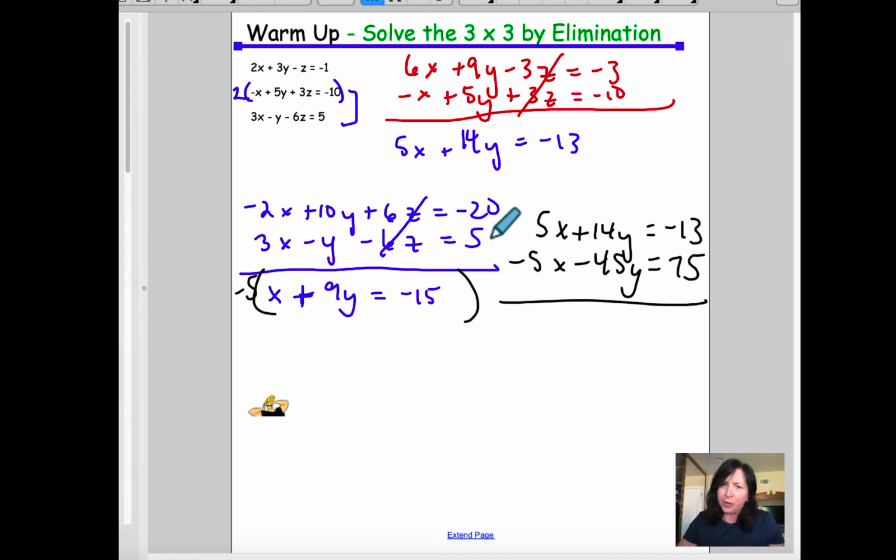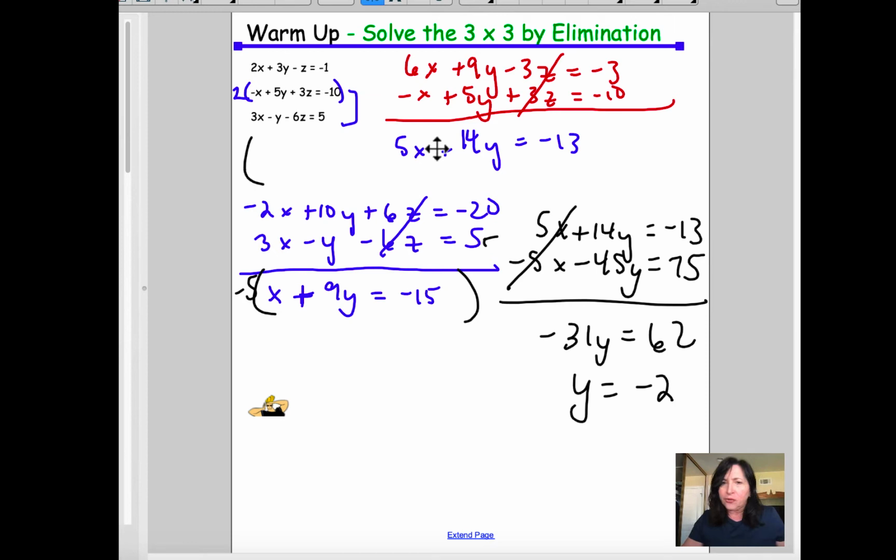I'm going to add those two equations up. These are going to cancel. X's are going to cancel. And what do I have? I'm going to use my calculator. Is negative 45 plus what? 14. How many is that? 31. So negative 31y is equal to 75 minus 13 is 62 positive. So dividing by negative 31 is going to give me y equals negative 2.